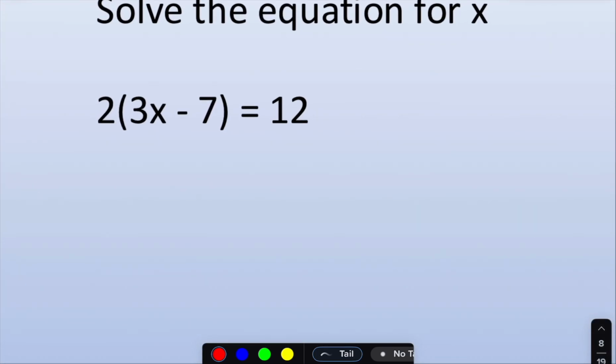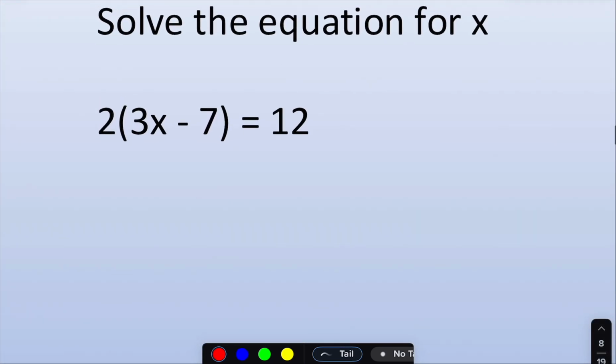Now we have some equations that also have some distributive properties in them. We need to isolate that x. There are two ways to do this particular one. There's many ways to do equations. There's not one exact way that's perfect. I'm going to show you both ways, and then you can decide how you want to proceed.